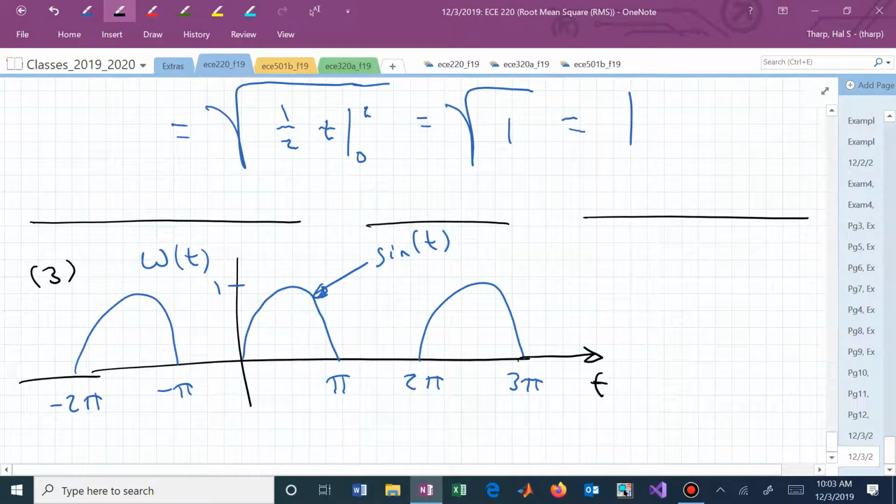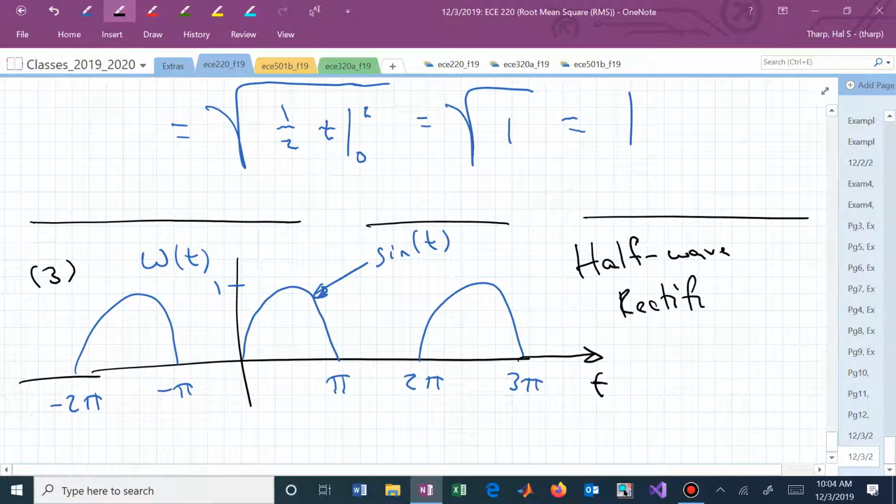Have you ever heard of a half-wave rectified sine wave? We're just basically putting this sine wave through some diodes, and we're clipping off, or eliminating, the negative portion of the sine wave. So we're just keeping half of the wave. This could be referred to as a half-wave rectified sine wave.